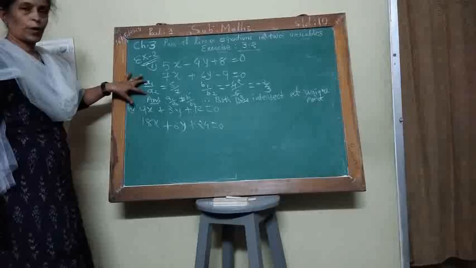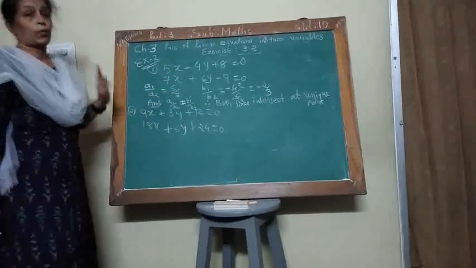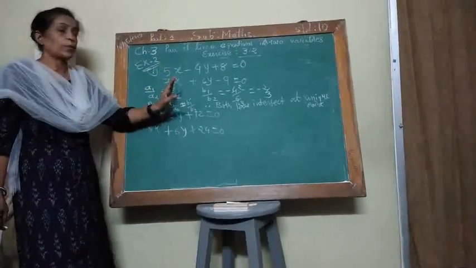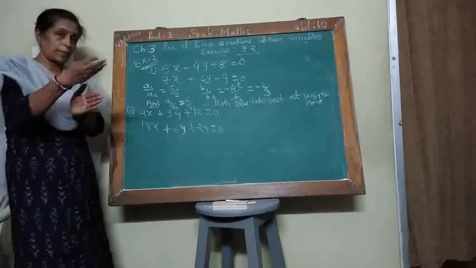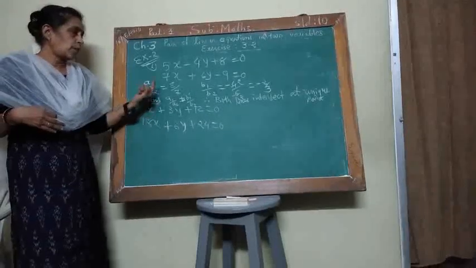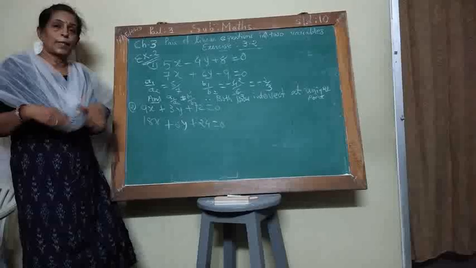If two ratios are not equal, then we get a unique point. If the three ratios are the same, a1 upon a2 equal to b1 upon b2 is equal to c1 upon c2, then you get infinite solutions, coincident lines. And if the first two ratios are equal and the third is not equal, then the lines are parallel.